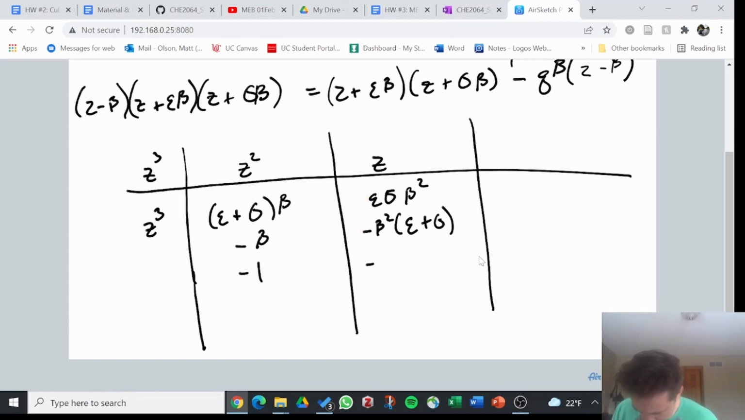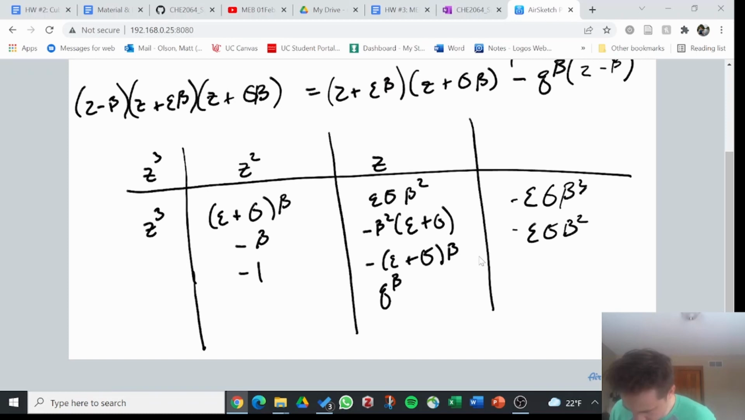Then minus epsilon plus sigma times beta. What is our last term with just a z? It's going to be a plus Q beta because we're negating it. We're negating a negation because we're bringing it to the left-hand side. And then lastly, with nothing in the term, what's left here is going to be minus epsilon sigma beta cubed. And then lastly, we've got minus Q beta squared.